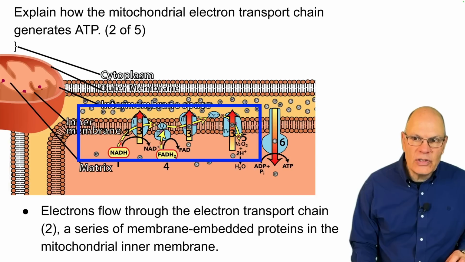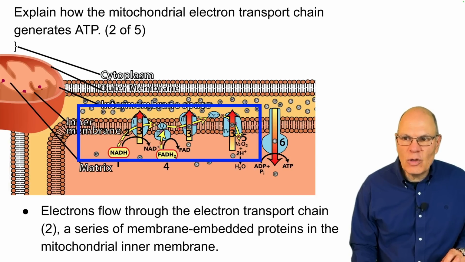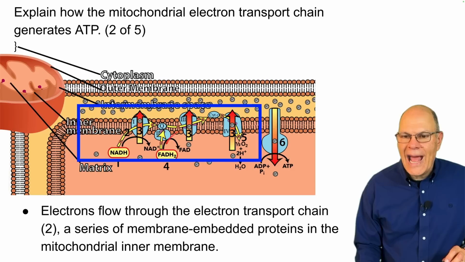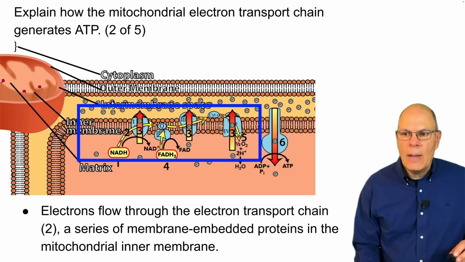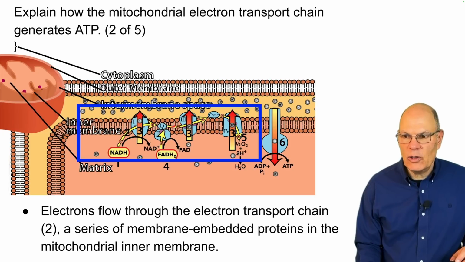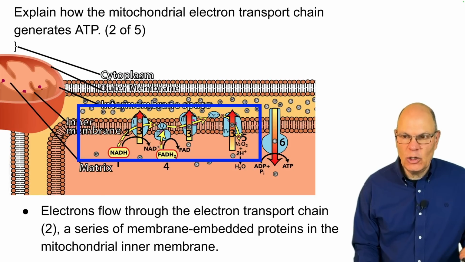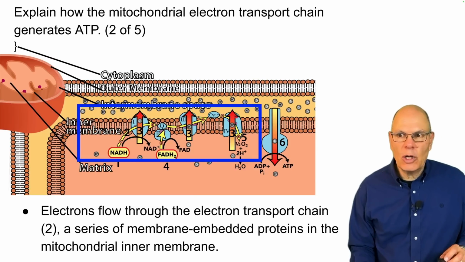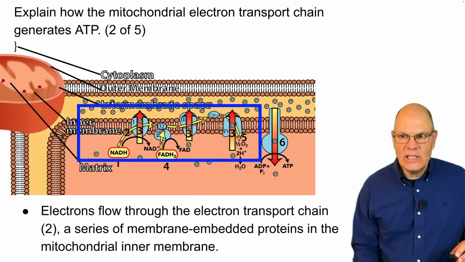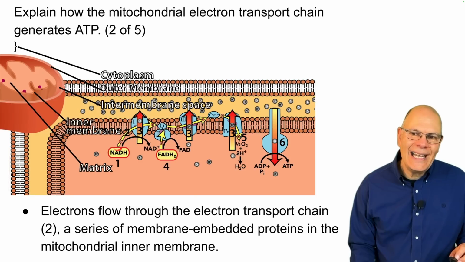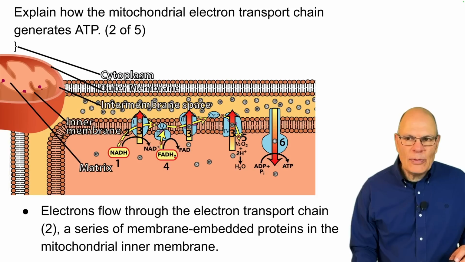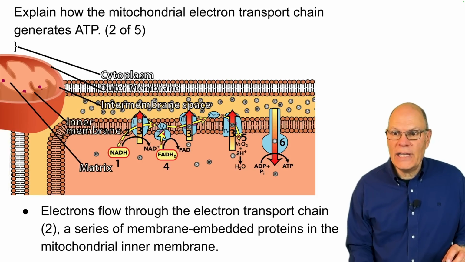Those electrons now flow through an electron transport chain. That's this yellow arrow over here. And that's a series of membrane-embedded proteins that are in the mitochondrial inner membrane. So it's as if there's an electrical current that's flowing along the mitochondrial membrane through these various proteins. Notice that NADH comes in first. It has a little bit more energy in its electrons than FADH2, which drops its electrons off a little bit further on down the chain.